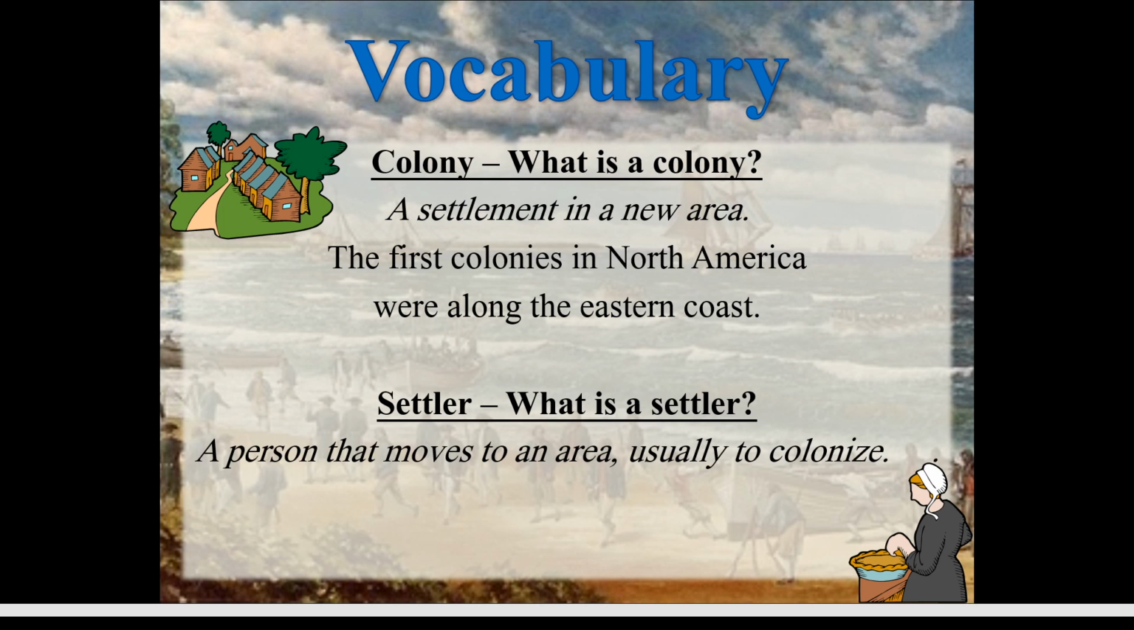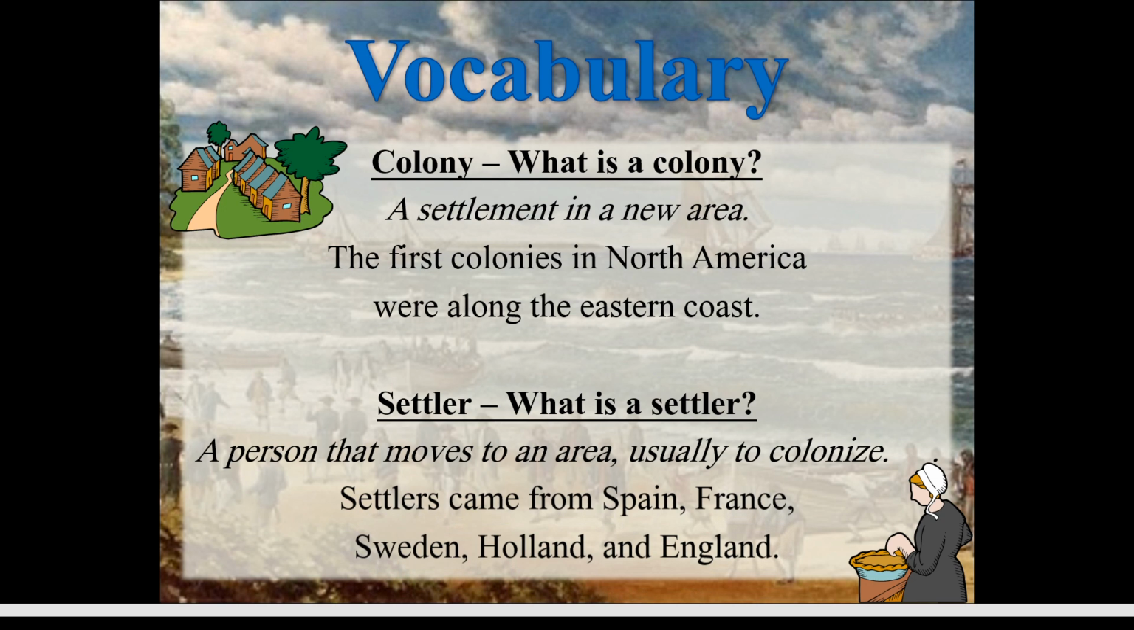Second one is settler. So what is a settler? A settler is a person that moves to an area usually to colonize. So these are the people that are sent to different places in order to claim that that area is part of or is their colony, right? So a settler usually starts a colony, okay? So settlers came from Spain, France, Sweden, Holland, and England, right?